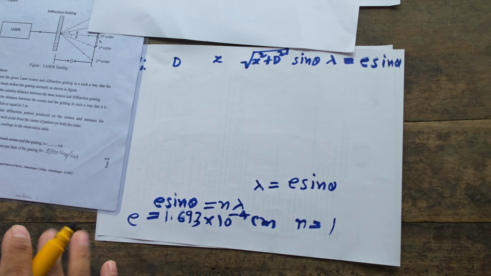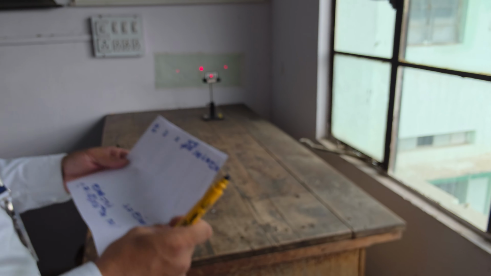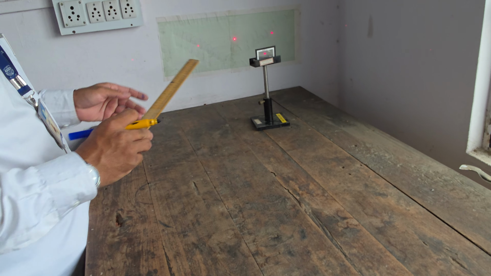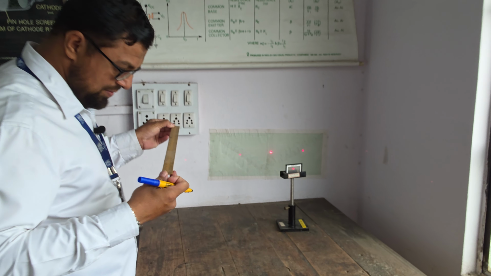Now I will show you one reading here, one or two readings we can show, and then with the help of that you can do the other calculations also. So here I will take serial number 1. Now this D is the distance between grating and the screen. With the help of this meter scale, I will find it out.